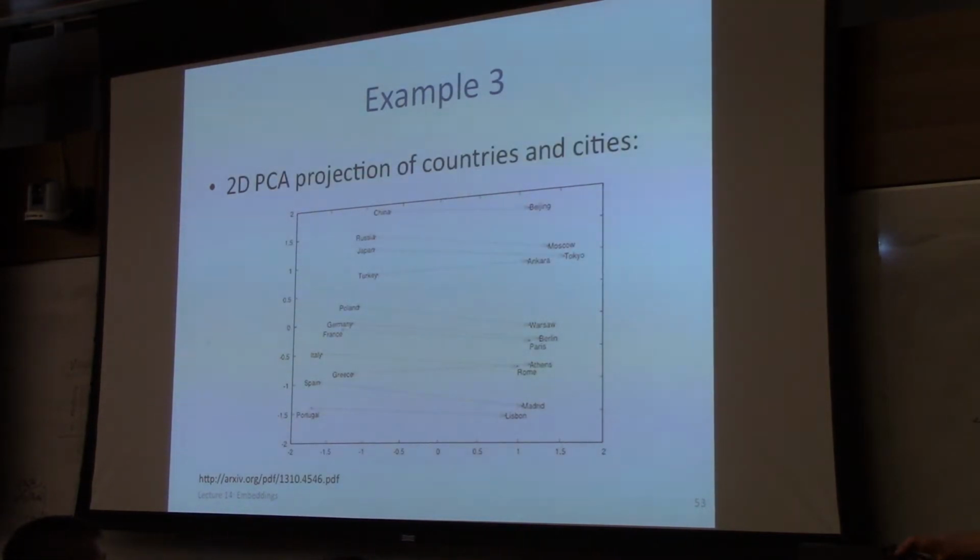Here's just a third example. This is a 2D PCA projection of a bunch of embeddings of countries and cities, and we see that all the countries are over here in the two-dimensional projection. All the cities are over here, and so with this sort of subtraction, you can see that if you do China minus Beijing, this direction from here to here, you add it to Warsaw, you get Poland.